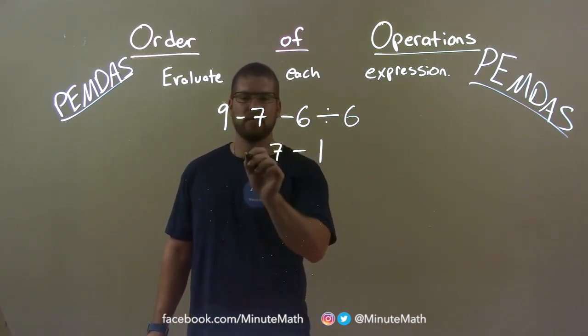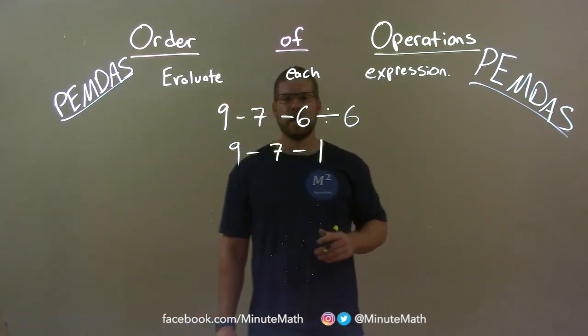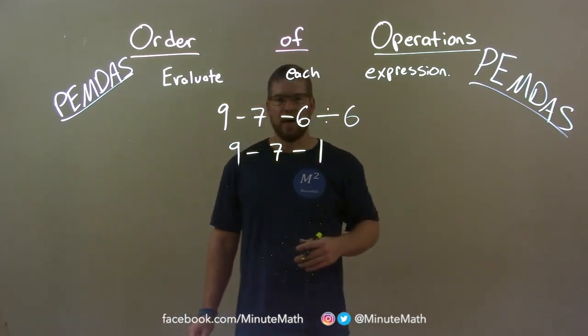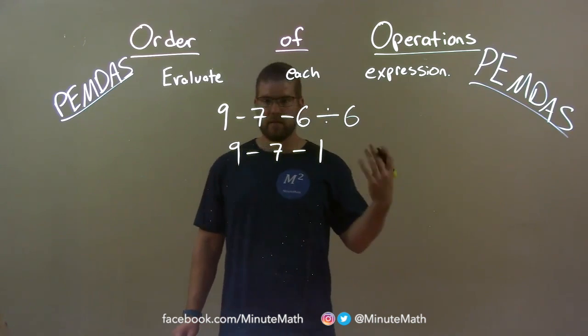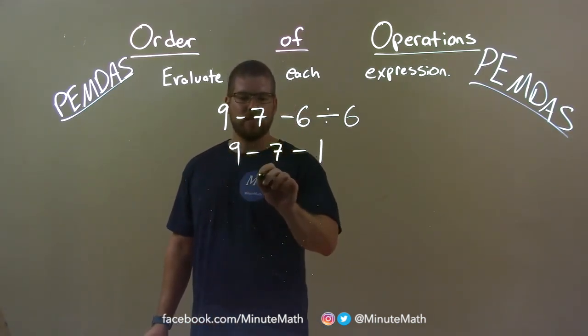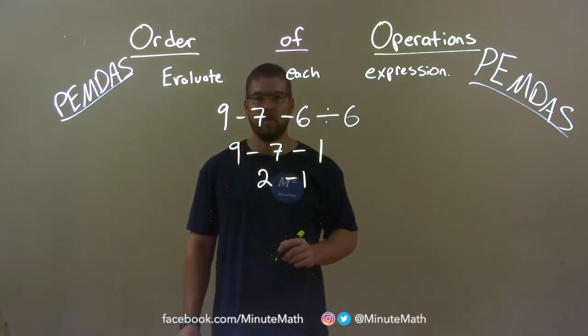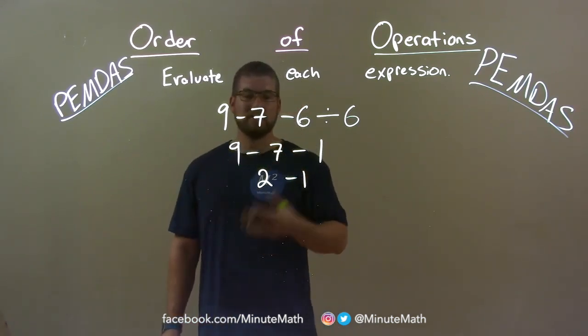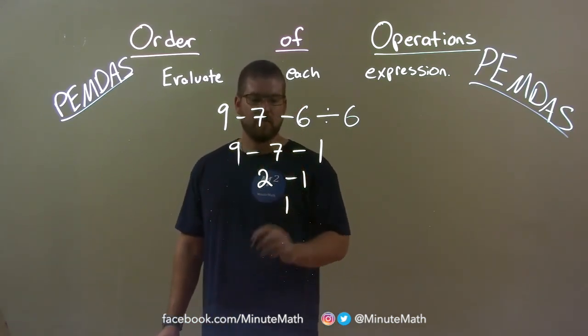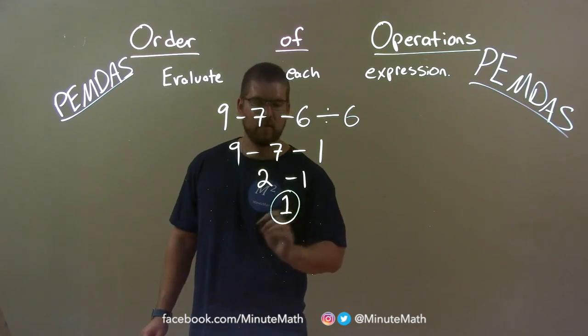Subtraction, 7, subtraction, 9. Okay? Now we have all subtraction left. Let's read left to right, like we always do, right? 9 minus 7 is a 2, and then we have minus a 1. 2 minus 1 is next. Easy, is just a 1. So final answer here is good old 1.